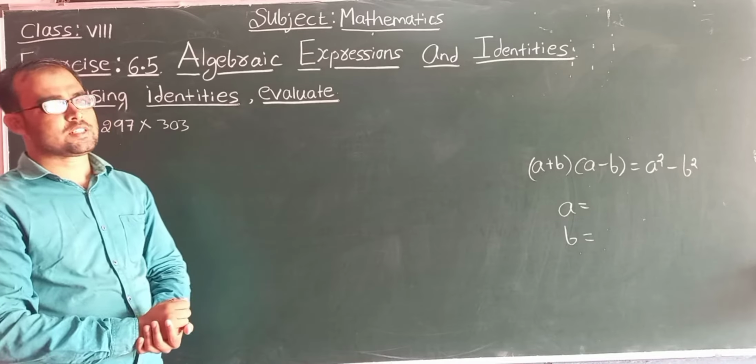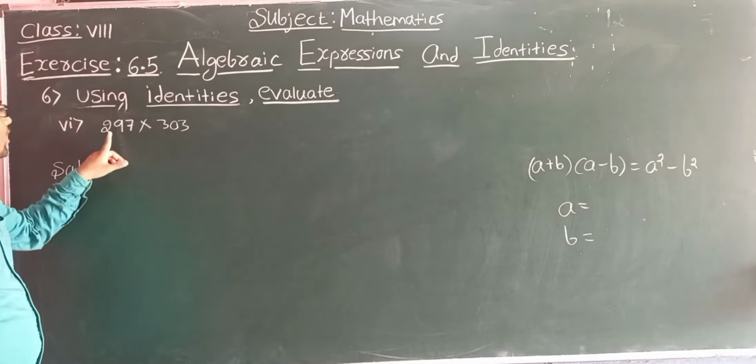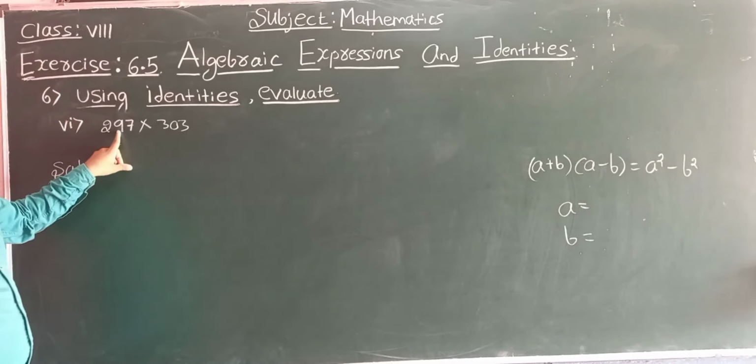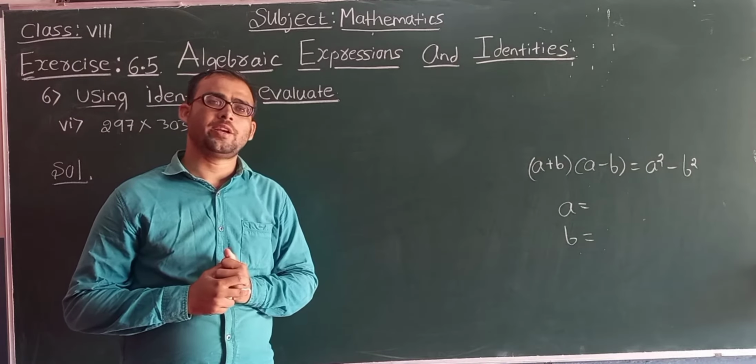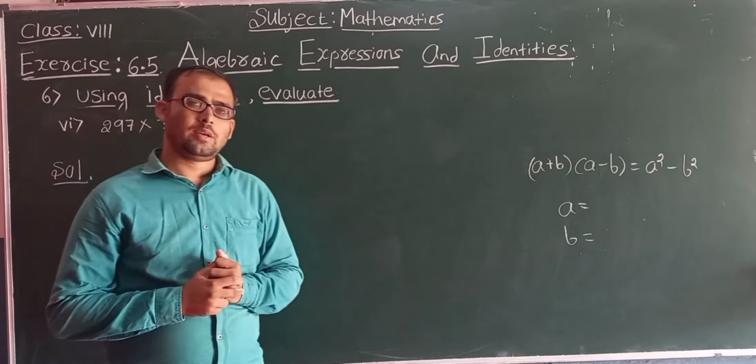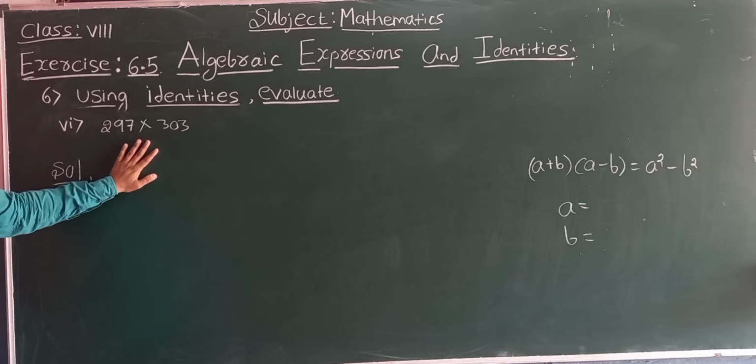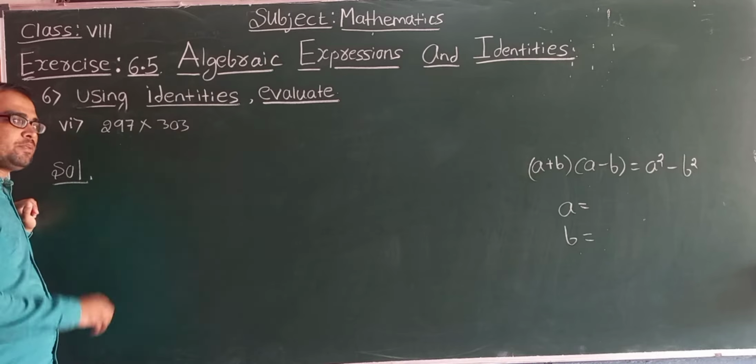Students, now let's solve the sixth question. Here, what have they given? 297 into 303. Now we need to find the value of this using an identity. We will solve this problem using the identity (a plus b) into (a minus b). What's the formula for that? (a plus b) into (a minus b) is a square minus b square. Now look here, students. We need to write this in the form of (a plus b) into (a minus b).